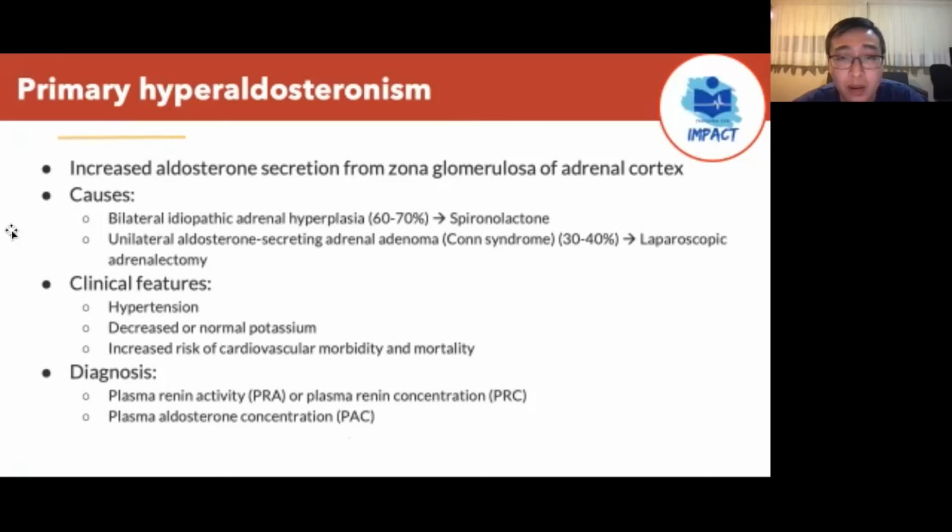So treatment of primary hyperaldosteronism is fairly simple. If it's a bilateral cause, then we treat it using medical therapy. So spironolactone is the first-line agent. And unilateral causes, we just cut it out.